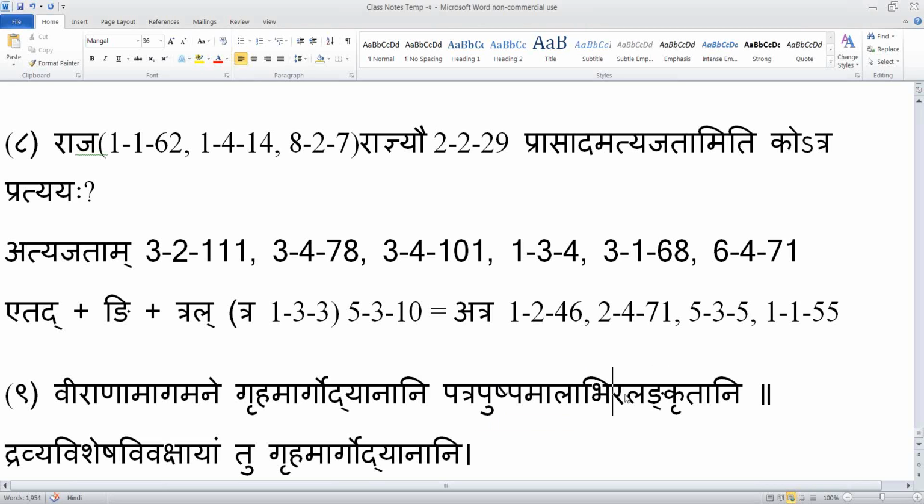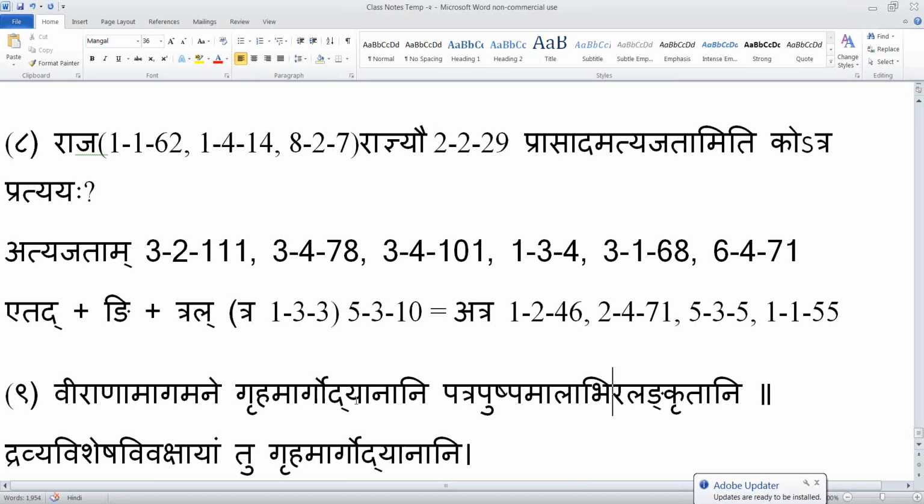See, in the previous case, Grahamagodaya udyanani, as well as Patrapushpamalani, if you don't use the itaretara yoga... not malani, Patrapushpamalabhi. If you don't use itaretara yoga, it will confuse the samasa itself, I think. Patrapushpamalena sounds a bit strange. Because pushpa can be the adjective for the mala. Not adjective, it will not be adjective. It will be shashthi: pushpanam mala. It will be shashthi tatpurusha, not karmadharaya.